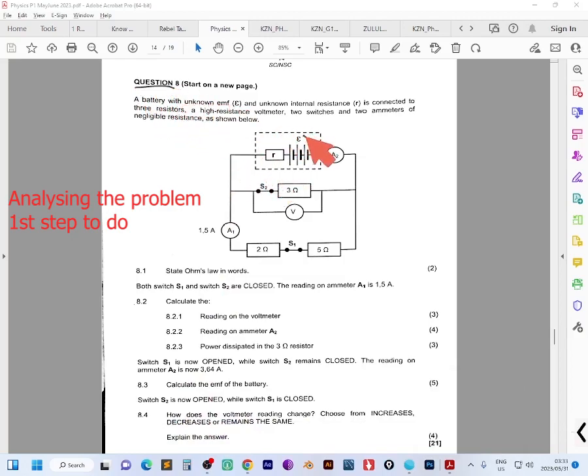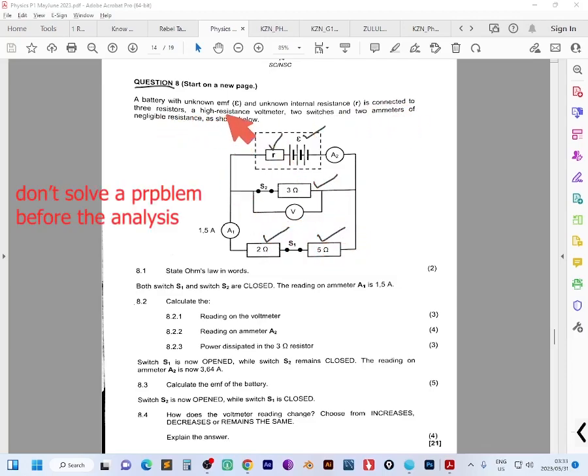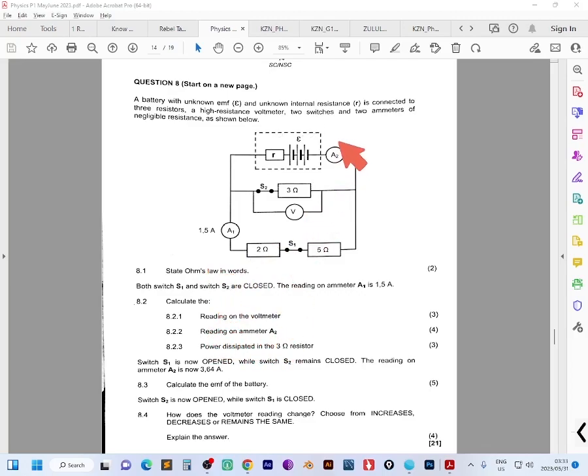Okay, so welcome to question 8. We are given the internal resistance, the unknown emf, and then the parallel resistors. As you can see, we are required to calculate the ammeter reading, voltmeter reading, and emf. So that's just a highlight of the problem that we have to solve.